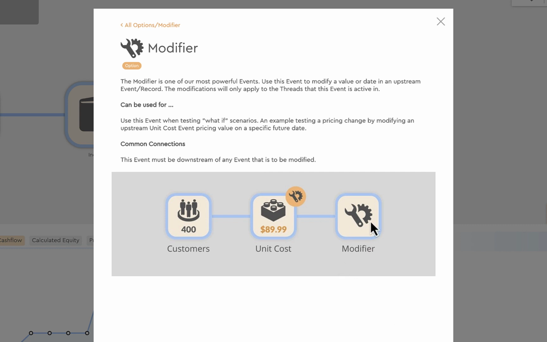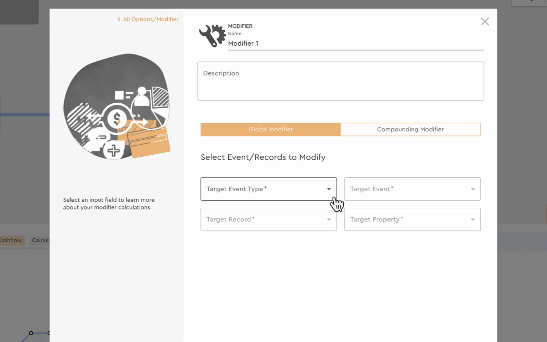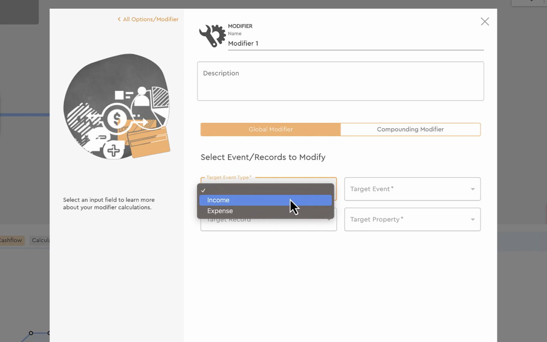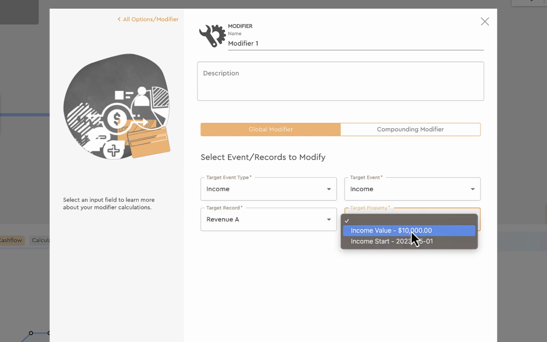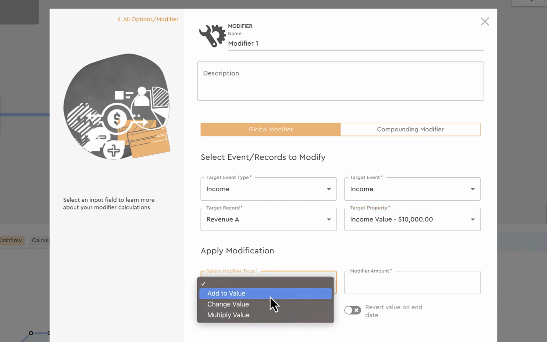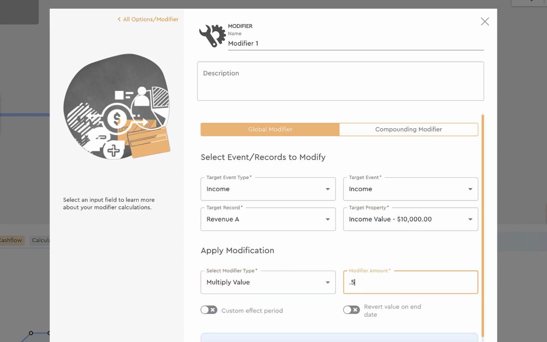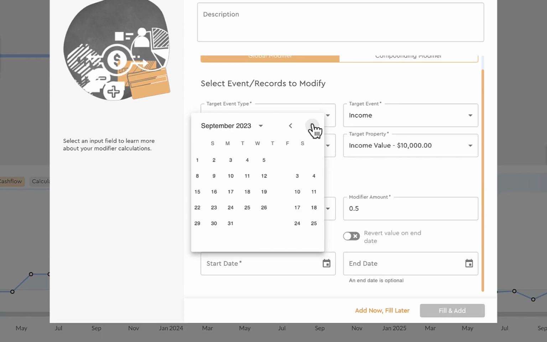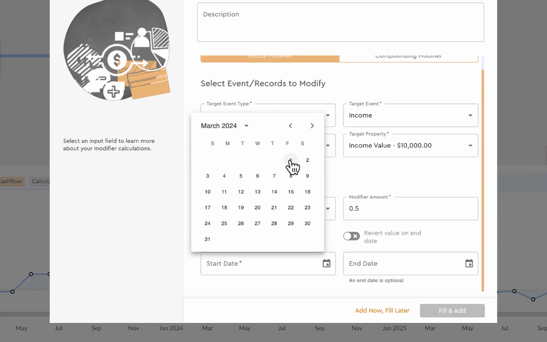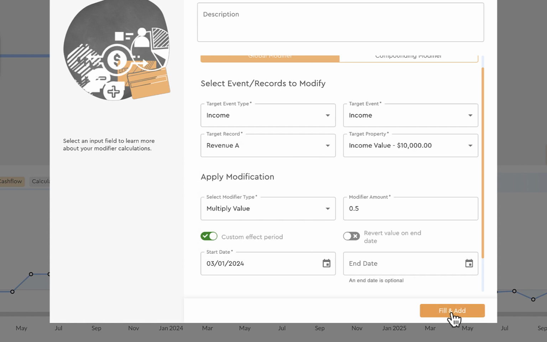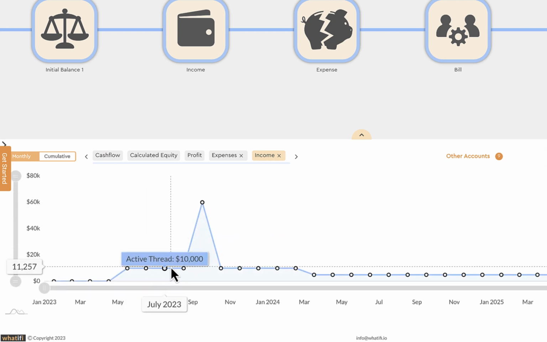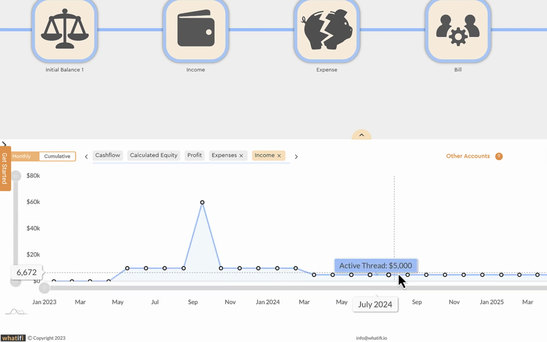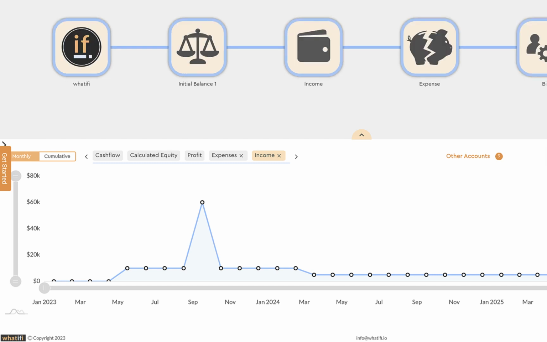Lastly, we're going to add a modifier. That modifier allows us to pick an upstream income and the value for the revenue A, and we can hypothetically say, well, what if that value changes and instead it's cut in half, 50% effective March. So now we can see what that looks like in this one scenario where income depreciates in March.